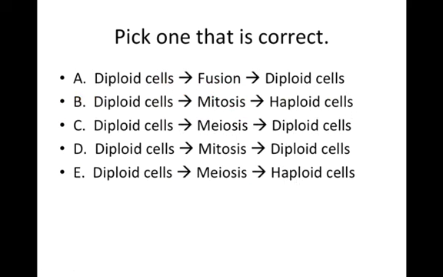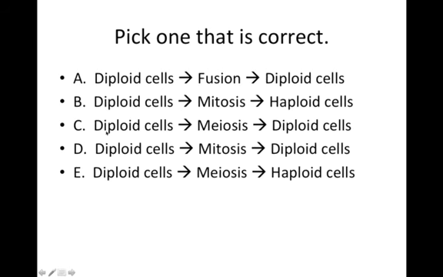Okay, let's do another one. Give yourself a moment by pausing if you like. Okay, so now we're talking about things that diploid cells can do. What happens if diploid cells fuse? Well, if they fuse, they aren't going to give rise to other diploid cells. So A would not be a good answer. What happens when diploid cells undergo mitosis? Well, mitosis is copying, so this should be more diploid cells, not haploid cells. So B is not a great answer.